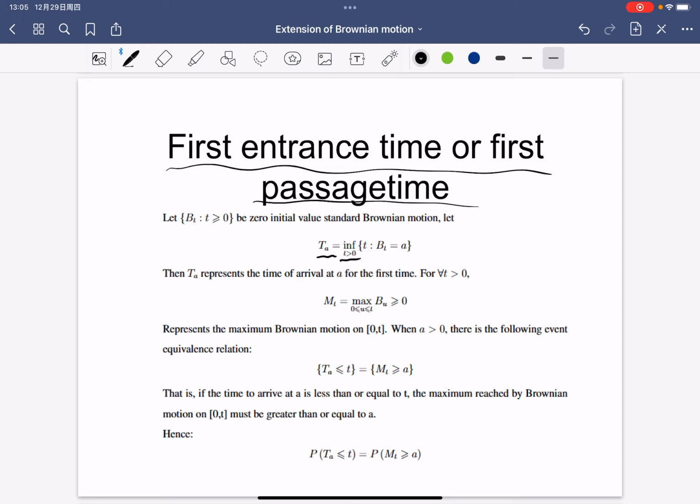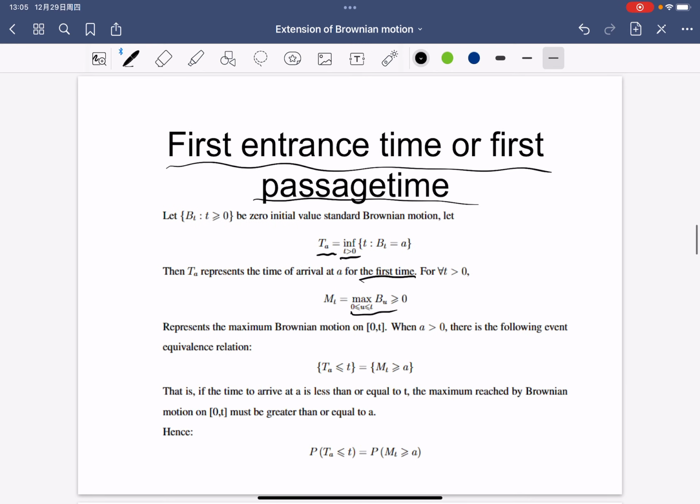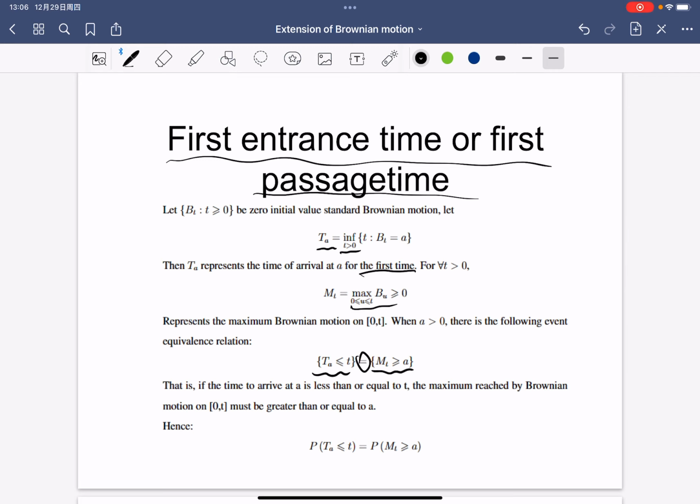Then T_A represents the time of arrival at A for the first time. M_t represents the maximum of Brownian motion on [0, t]. When A is greater than 0, there is the following event equivalence relation. That is, if the time to arrive at A is less than or equal to t, the maximum reached by Brownian motion on [0, t] must be greater than or equal to A.